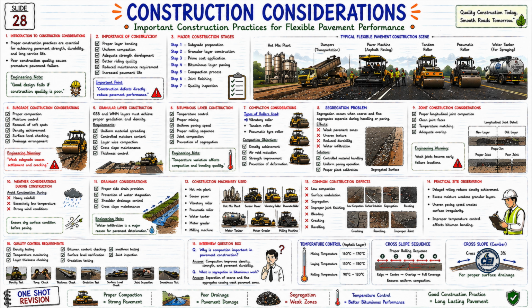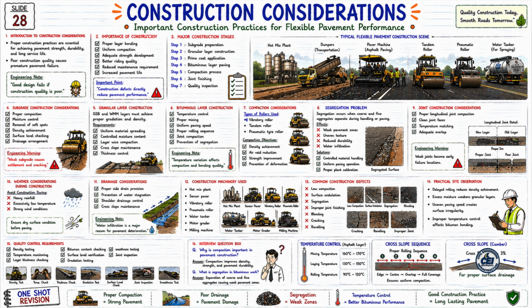Now let us look at the 12th topic. 12 Construction machinery used. Which machinery is used in flexible pavement construction? Hot mix plant. Sensor paver. Vibratory roller. Pneumatic roller. Water tanker. Motor grader. Milling machine. And proper machinery selection improves construction quality.